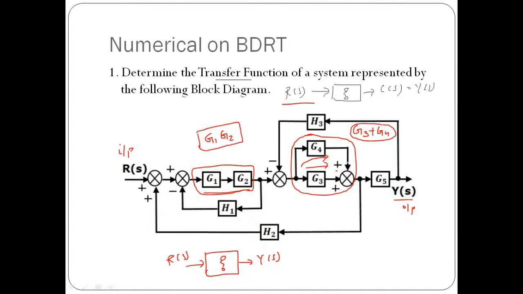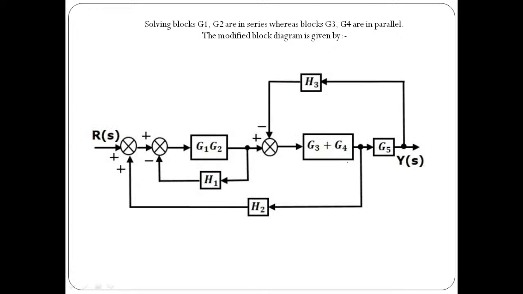But which rule we need to implement depends upon this: if you shift a summing point before a block, then what will be the reduced version available with us? Based on that, we need to think whether we need to shift the summing point before a block or after a block. So let us try to analyze this. Here, if you solve G1, G2 in series and G3, G4 in parallel, the system is going to be like this. I hope this is clear to everyone.